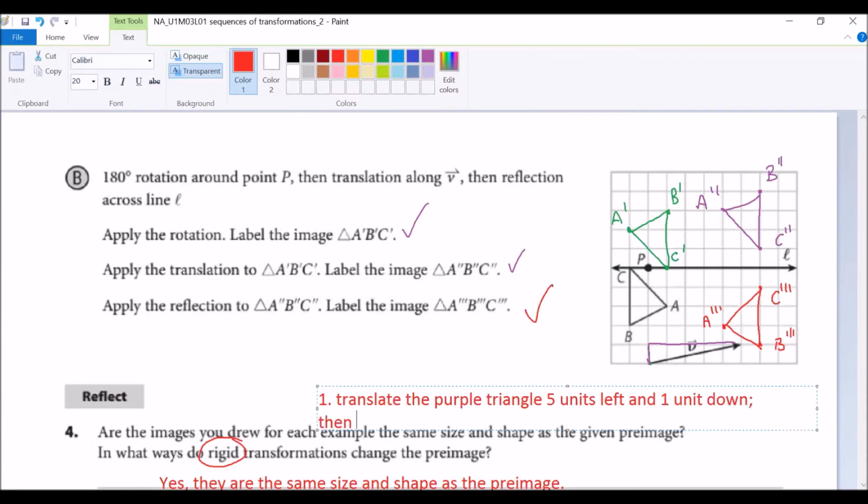Then rotate the green triangle 180 degrees. See if it does it. Oh yeah. About point P. So I guess we don't need 1 because we use it as a sentence.